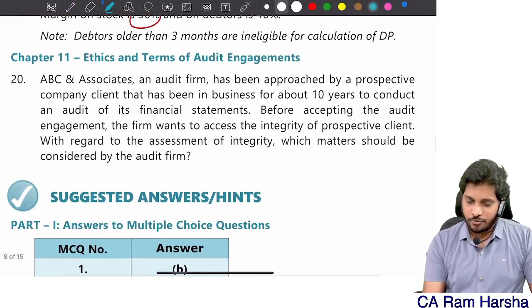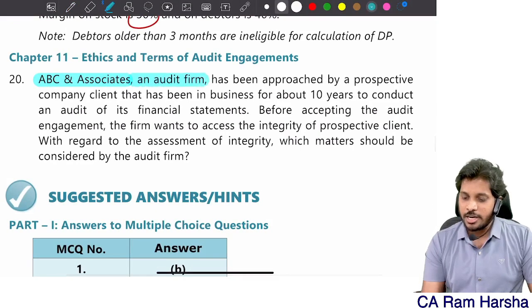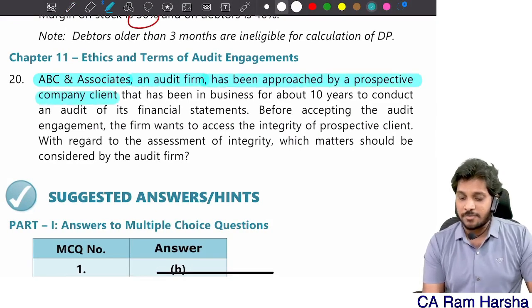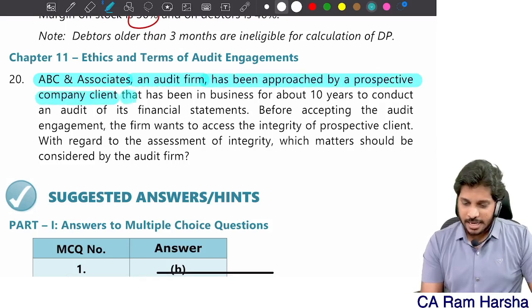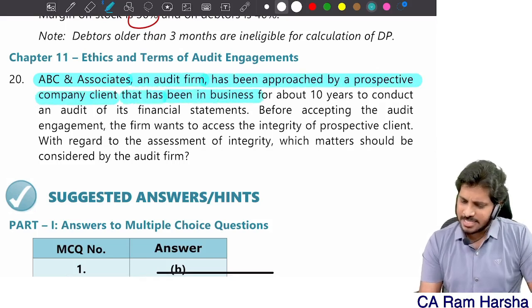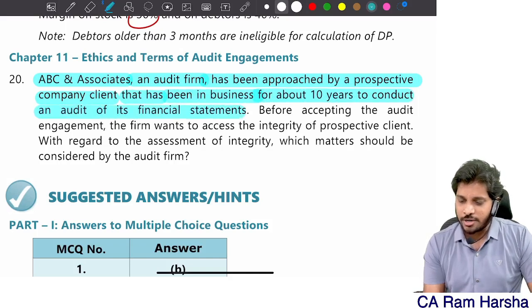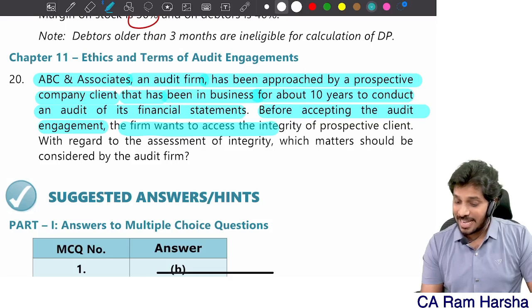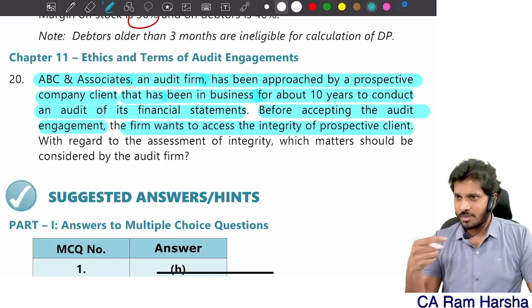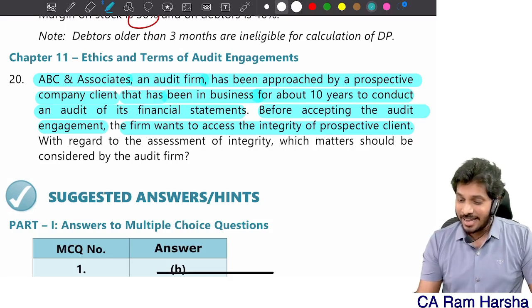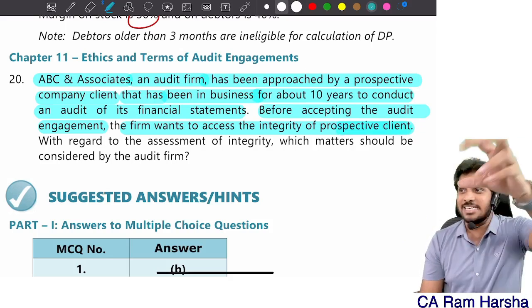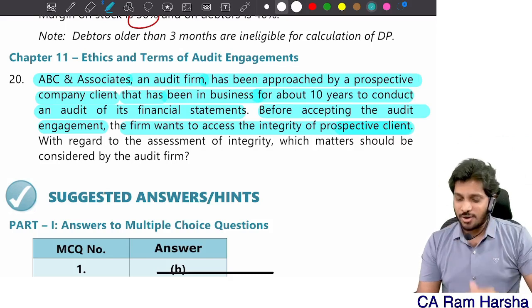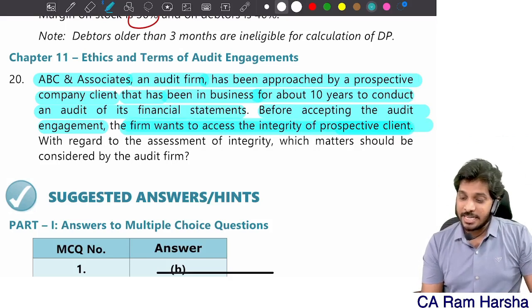Chapter number 11, finally. ABC and Associates, an audit firm, has been approached by a prospective company client that has been in business for about 10 years to conduct an audit of financial statements. Before accepting the audit, the firm wants to assess the integrity of the prospective client.